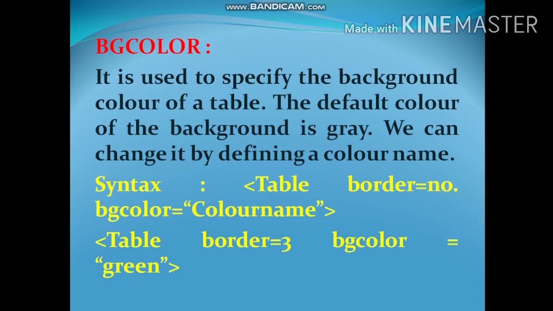Same here, syntax is table border equal to number and bgcolor equal to color name. You can use the border color also, you can change the border color also, and here you can change the background color of the table. You can easily change it using bgcolor. Table border equal to 3, bgcolor equal to green.